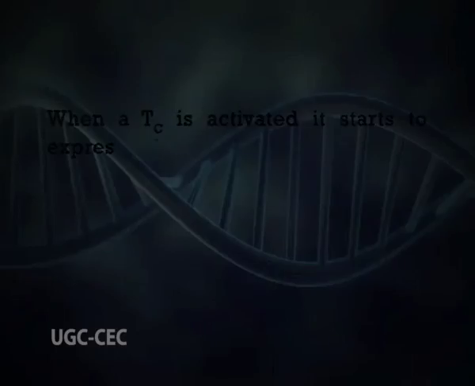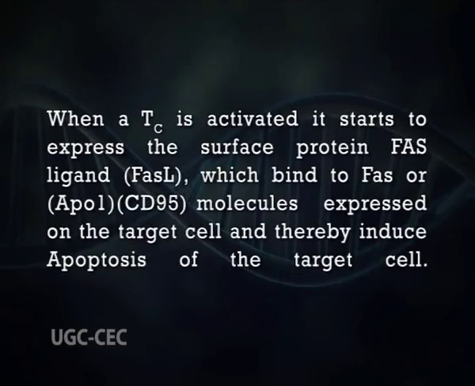A second way to induce apoptosis is via cell surface interactions between the TC and the infected cells. When a TC is activated, it starts to express the surface protein FAS ligand or FAS-L, which binds to FAS or APO1 or CD95 molecules expressed on the target cells and thereby induces apoptosis of the target cells.